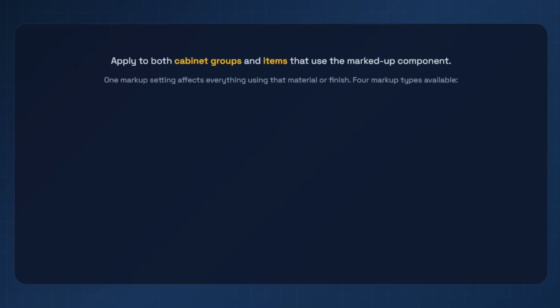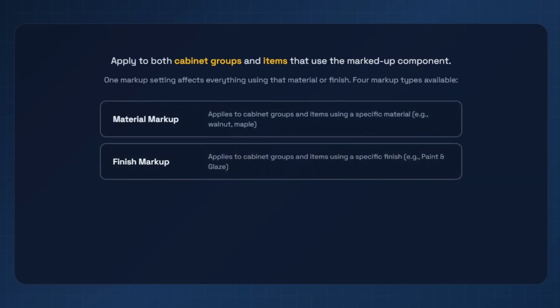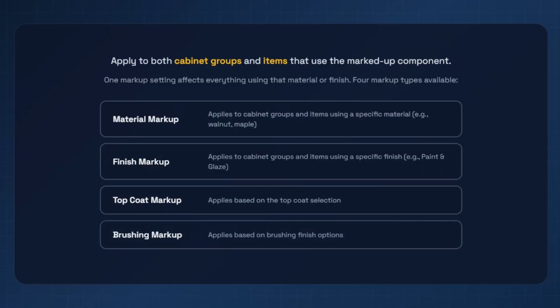Shared markups are unique because they apply to both cabinet groups and items that use the marked up component. One markup setting affects everything using that material or finish. There are 4 shared markup types: material, finish, top coat, and brushing.